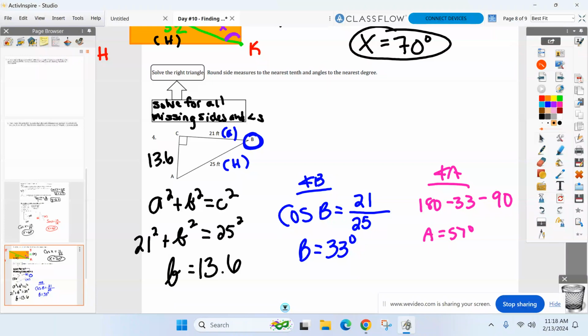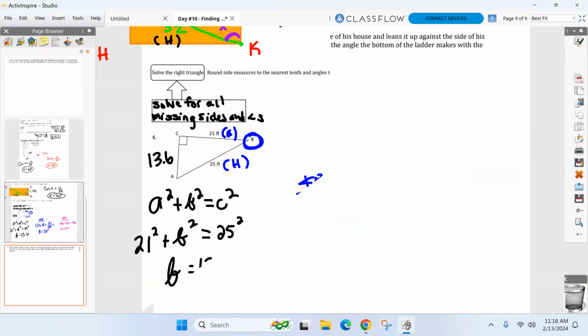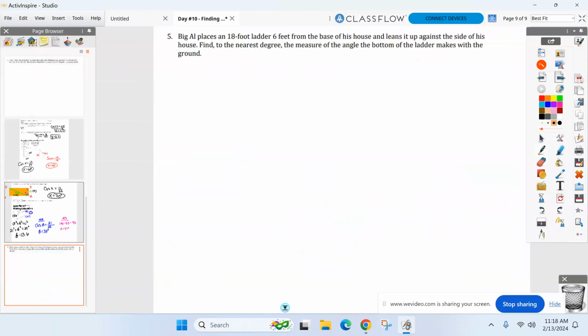Questions, comments, concerns? Of course, we definitely want to end it on a word problem with our boy, Big Al. So here we go. My main concern is, can you set up the diagram? I have a lot of confidence in all of you. You can solve stuff. But I want to make sure we can set up this ladder leaning up against the house.